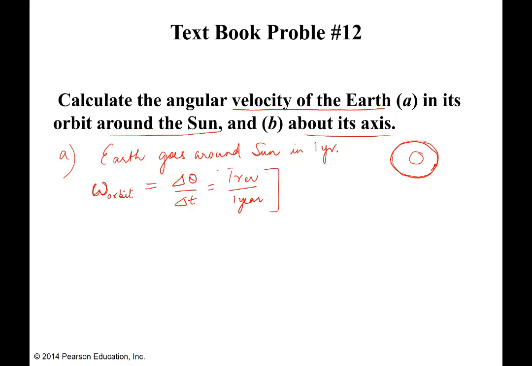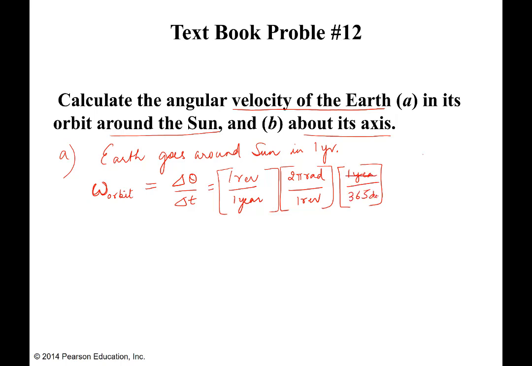But I can't keep the values like this. I have to find out their conversions. So 1 rev is 2 pi radians, and 1 rev for 1 year. I have to solve this for units in time, in seconds. So for 1 year, I'll write down, the year should get cancelled. 1 year, 365 days. But I can't keep the days. So 1 day, 24 hours.